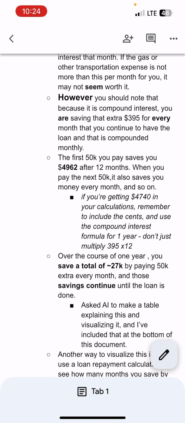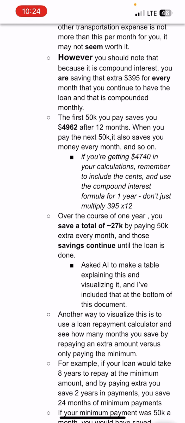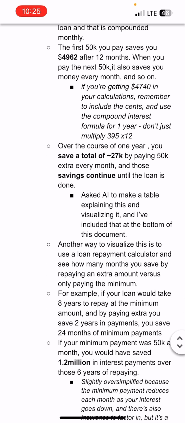But when I wanted to make a table out of this and I was asking AI, big up DeepSeek, it revealed that I was neglecting the compound interest part of it. So you can't just multiply by 12. You have to use the compound interest formula, because you also have to account for the interest gaining interest, the interest on top of interest, that's the compound interest part. So that's why there's a discrepancy there if you try to do the maths in your head.